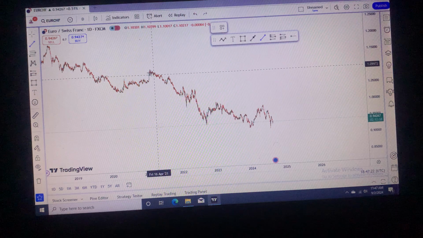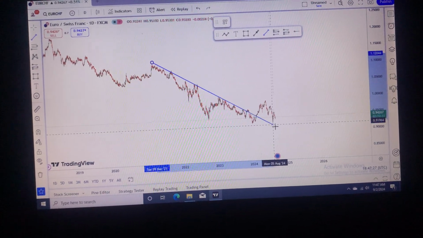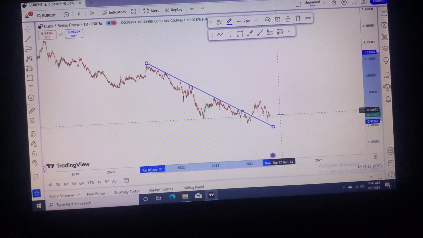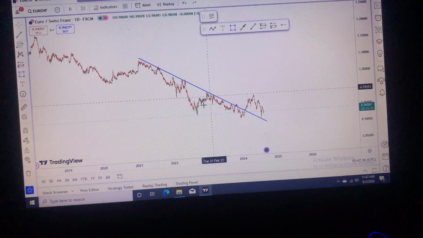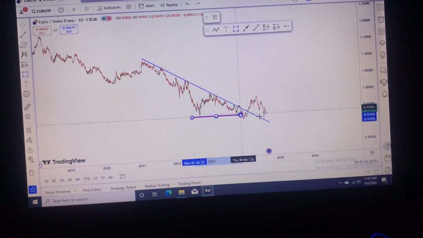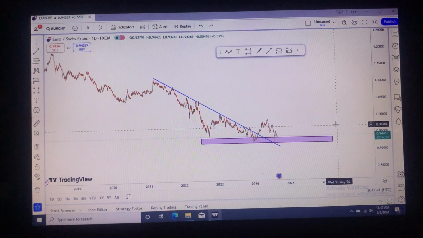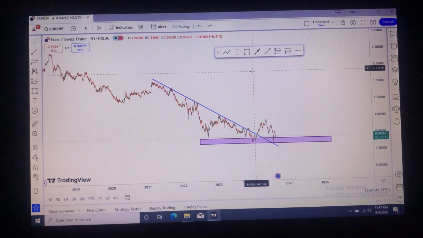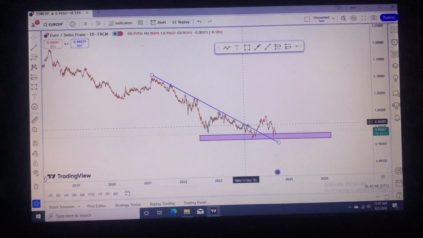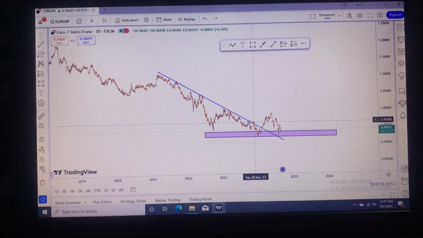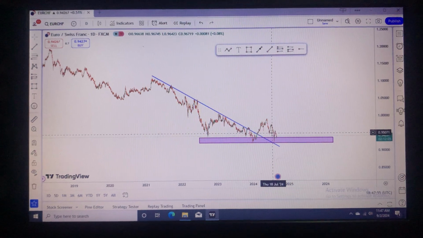You can see a trend line here. And also after the break of the trend line, there is a support level here, a demand zone. So as the price breaks this trend line here, the price breaks this lower high here before the price returns back to the support level here.